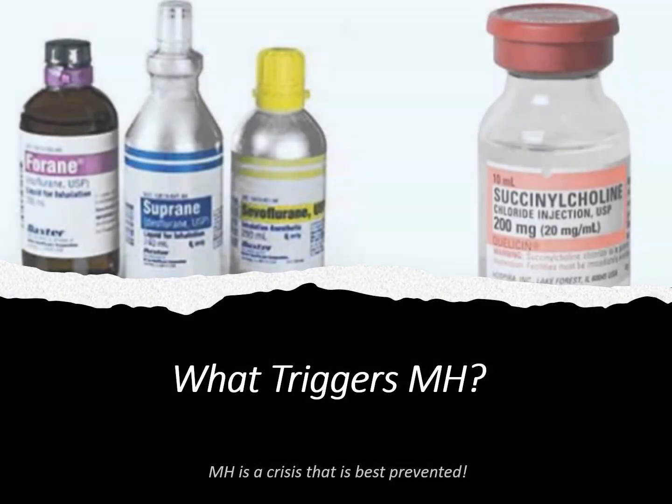So what triggers MH? I actually just told you. Halothane's not listed here, but that would be another inhalational agent. But any of these inhalational agents, isoflurane, desflurane, sevoflurane, and then the paralytic succinylcholine is what triggers MH to occur. An MH crisis is one that is best prevented. So our job is to obviously know what to do if an MH crisis occurs, but this is the thing where you want to prevent it from occurring anyway. We can do a really good job at identifying who's at risk and then simply not giving them these agents.